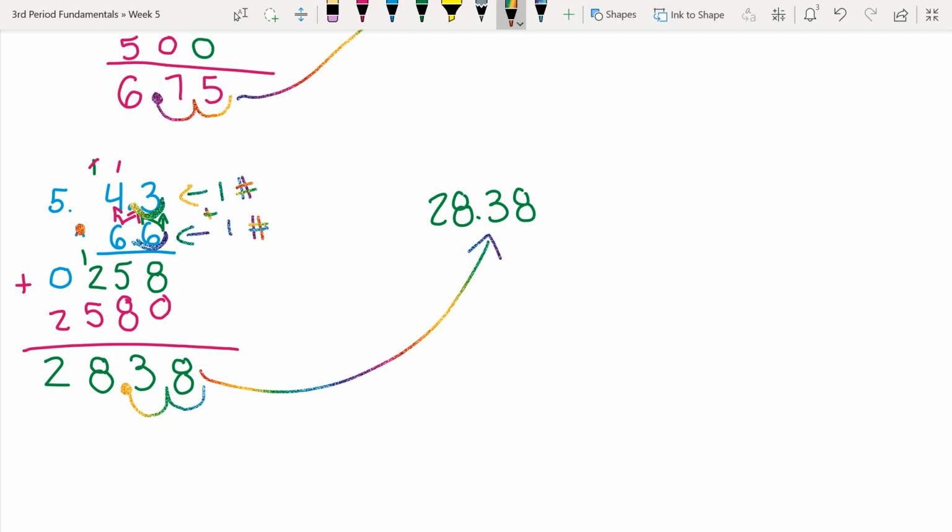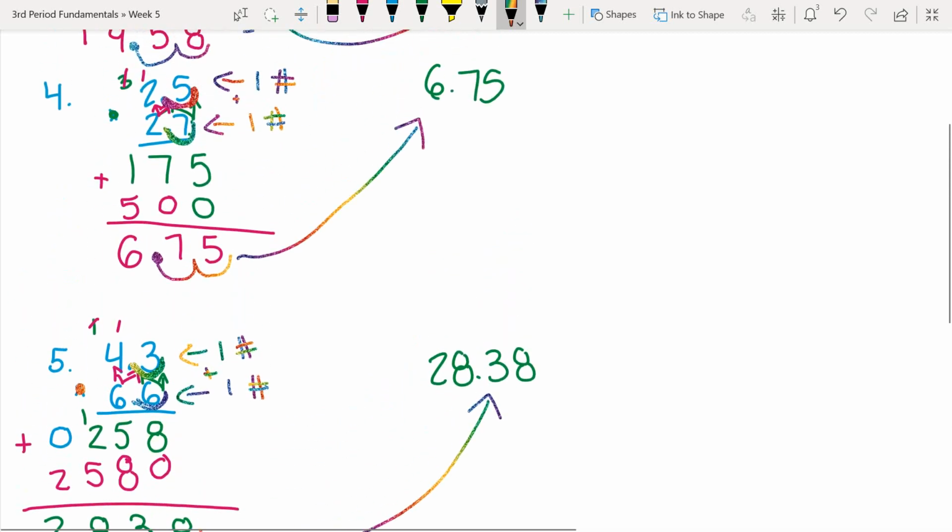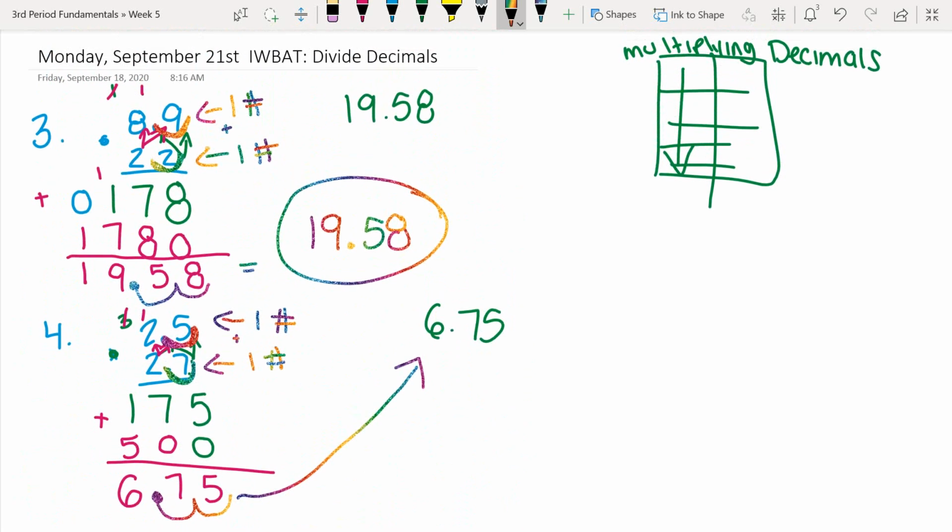Hopefully that helped you guys fill in any mistakes that may or may not have been made from Thursday last week. Pause, do whatever you need to do to get everything written down from this part from Friday.